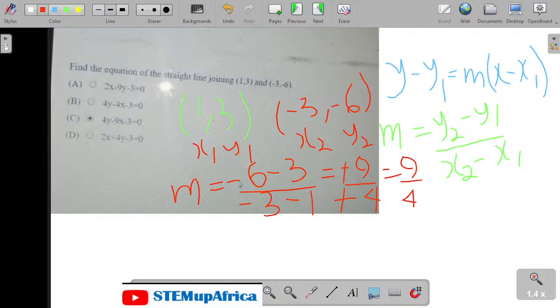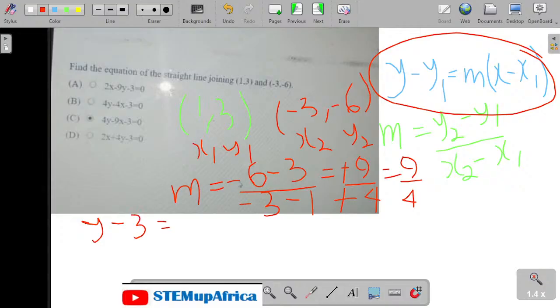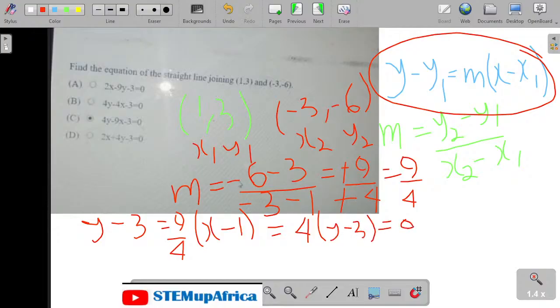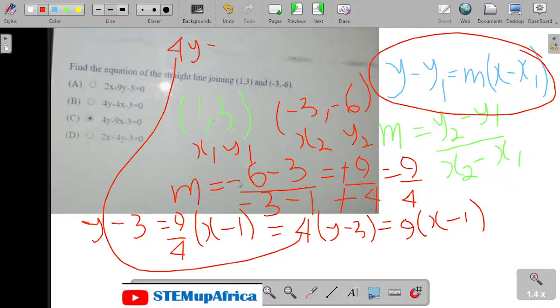So with gradient known, we can now find the equation of the line by putting in the formula y minus y1, where y1 is 3, is equals to 9 over 4, which is the gradient, times x minus x1. x1 is 1. All I need to do is to cross multiply. That will give us 4 into y minus 3 is equals to 9 into x minus 1. So from this point, we can expand the bracket on both sides. So if I do that, I'm going to have 4y minus 12 is equal to 9x minus 9.